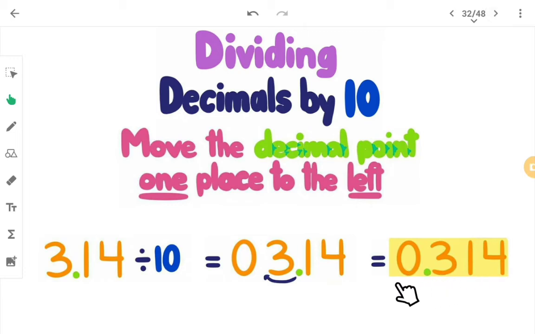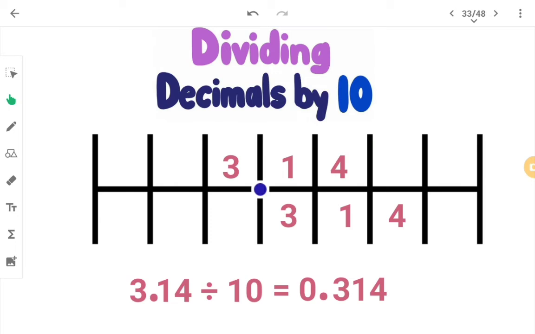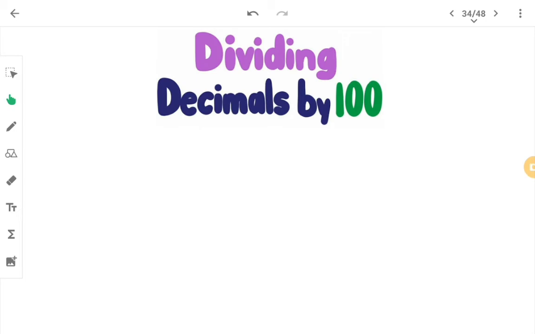0.314. And don't read it as "zero point three hundred fourteen". This is a mistake all of you are making. You have to read it as "zero point three one four". Okay children. Next we are going to see the same with the grid. Okay. Here the decimal is moved where? 1 place towards the left. So that I am getting 0.314.